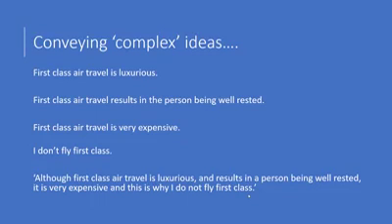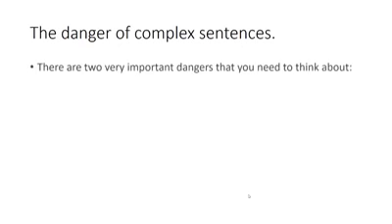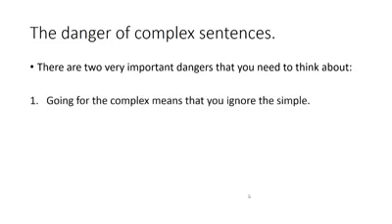So hopefully that makes sense about what is a complex idea and how we use complex sentences to convey those ideas. I think that's really, really important to break it down to the most basic level so that you guys understand what you're doing. Because if you don't understand what you're doing, it's very difficult to do it. So the danger of complex sentences. There are 2 very important dangers that you need to think about. Going for the complex means that you ignore the simple.